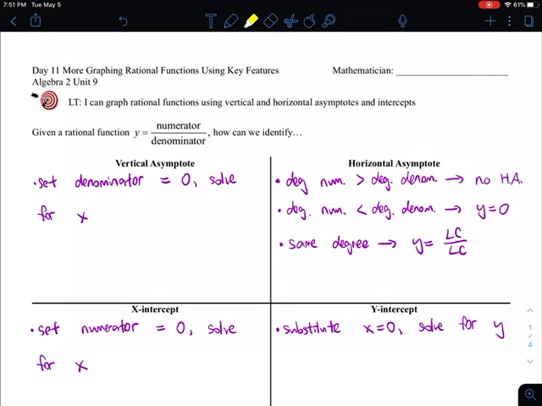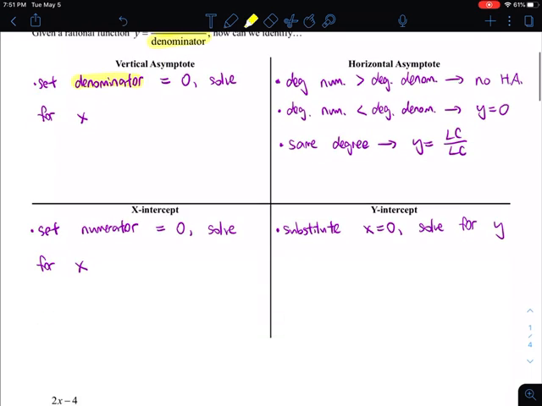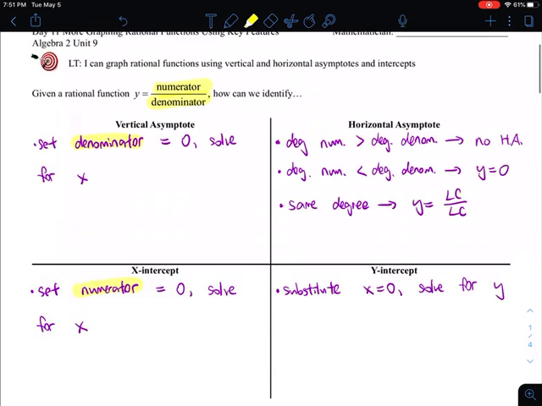Okay, so let's first do a quick review of everything we saw last time, and then we'll do a few more graphs just to get the hang of this. If we're given a rational function, which is a ratio of polynomials, the numerator over the denominator, then for the vertical asymptote, we first set the denominator equal to 0 and solve for x. For the x-intercept, it's the opposite. We set the numerator equal to 0 and then solve for x.